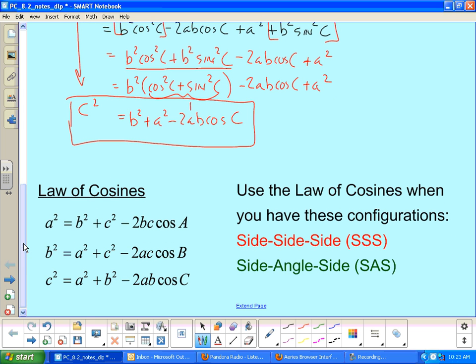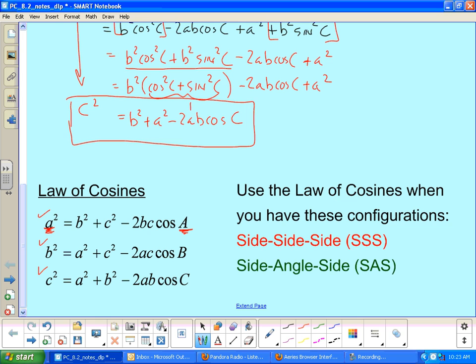Wonderful. So here they are, the three of them, depending on where you're at, what angle you're hanging out at, or which side you're trying to find. Now, there is a relationship. There's always this relationship. The side that you're trying to find and the angle always go together. So if I have an A, I've got to have an angle A. If I have a B, I've got to have an angle B. Right? So a squared equals b squared plus c squared minus 2bc cosine A is one of the laws of cosines. Second one, b squared equals a squared plus c squared.